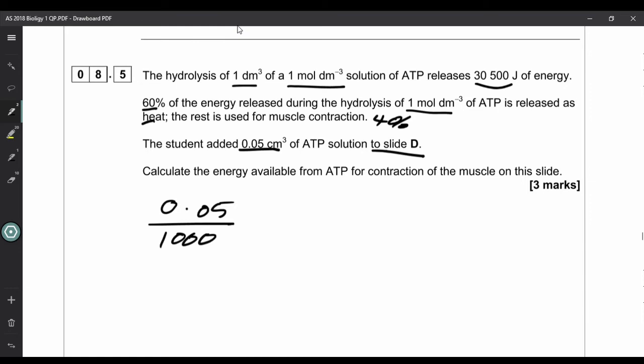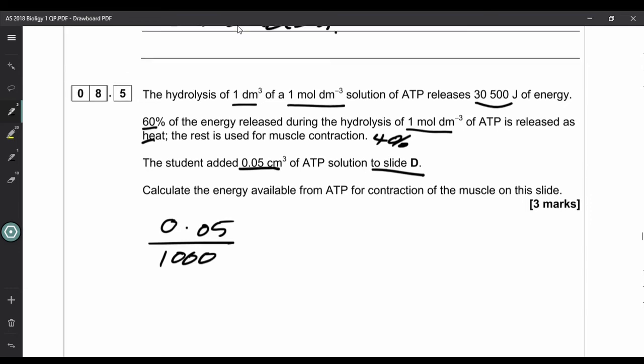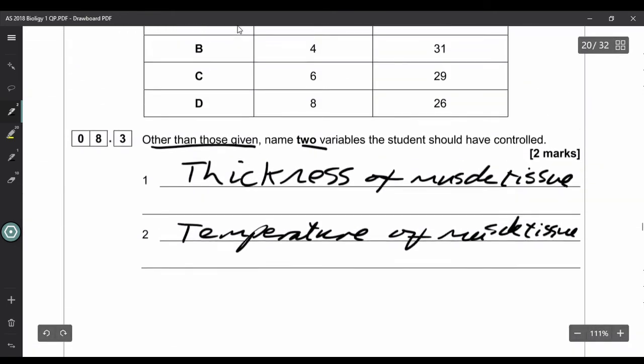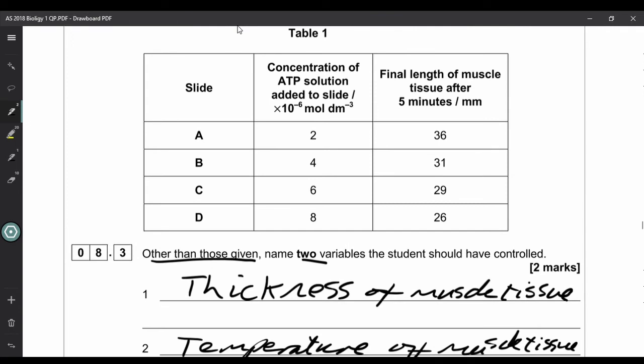So that's the fraction of a dm cubed that we're given. Now we've been told that this amount of energy will be released based on this concentration of ATP solution, but we've been told that we're using slide D. So if we go and have a look at slide D in the table, we've been told that slide D is 8 times 10 to the minus 6 moles per dm cubed.